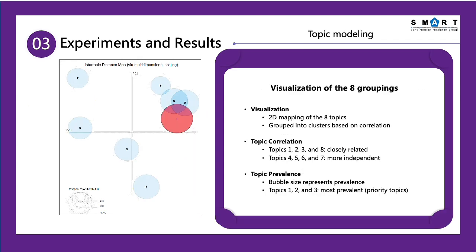The figure is a visualization of the 2D mapping of the 8 topics. They are grouped into clusters based on correlation. As you can see, topics 1, 2, 3, and 8 are closely related. Topics 4, 5, 7, and 6 are more independent of each other. As for topic relevance, the bubble size represents the prevalence. As you can see, topics 1, 2, and 3 are more relevant, so they are the priority topics.